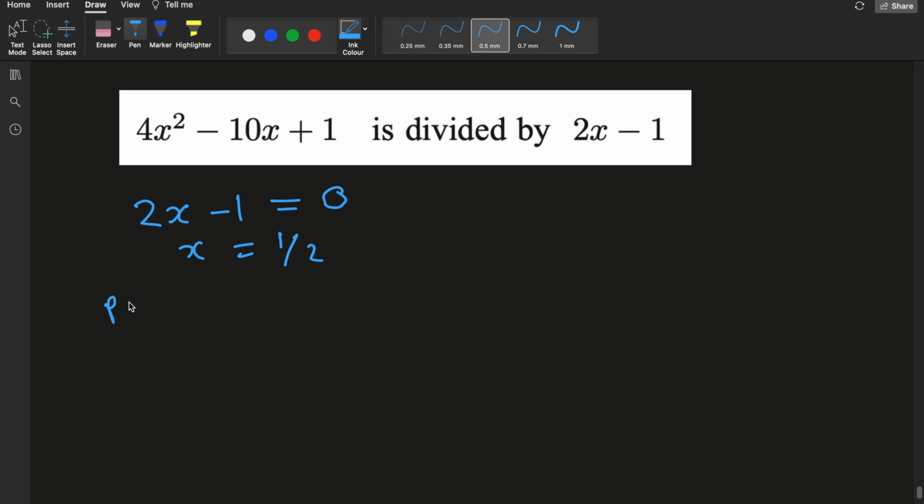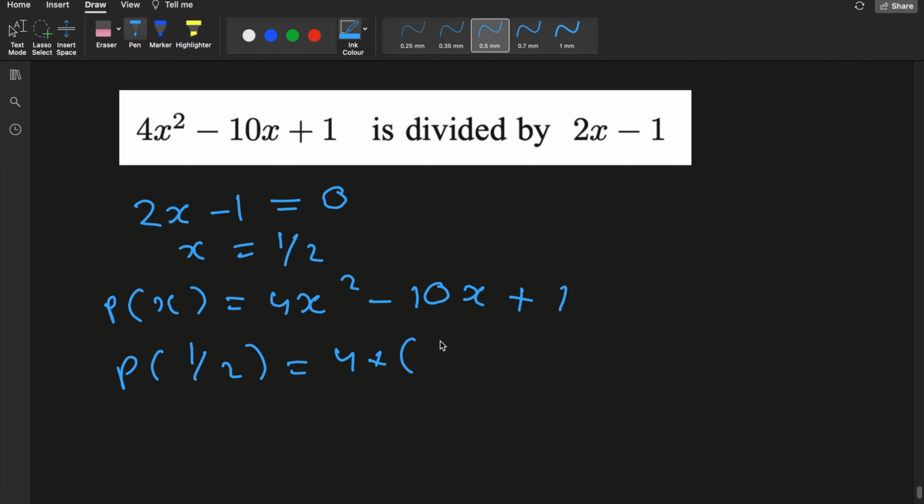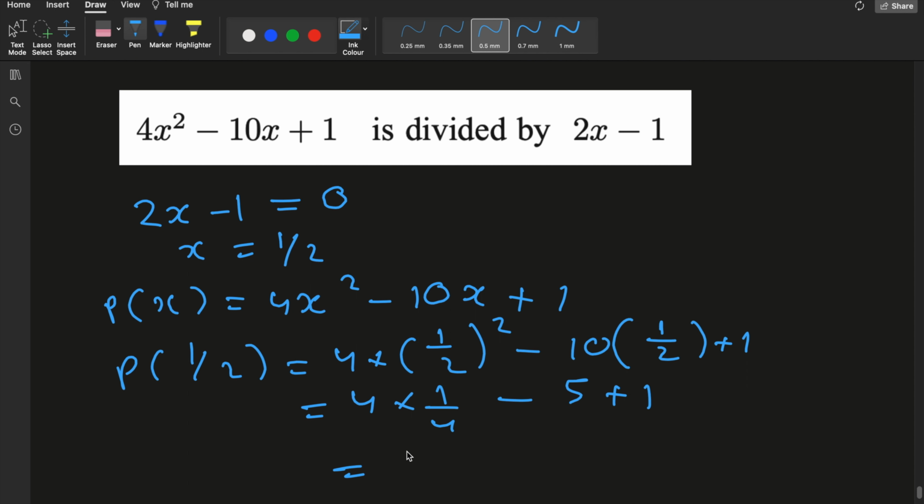So we have to write p of x equals 4x squared minus 10x plus 1. We write p of 1 by 2 equals 4 into 1 divided by 2 whole squared minus 10 into 1 divided by 2 plus 1. We get 4 into 1 by 4 minus 5 plus 1. This is 1 minus 5 plus 1. So it's 2 minus 5, which is minus 3. So the remainder is minus 3.